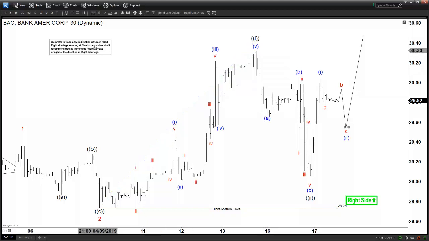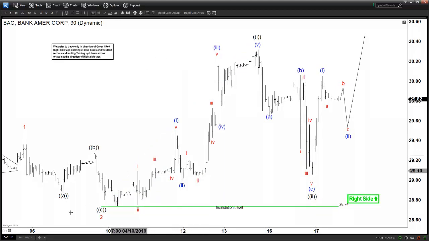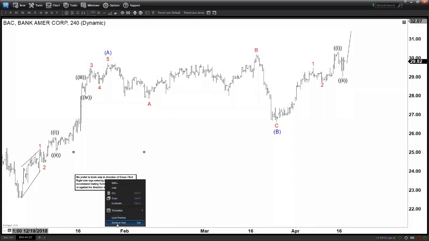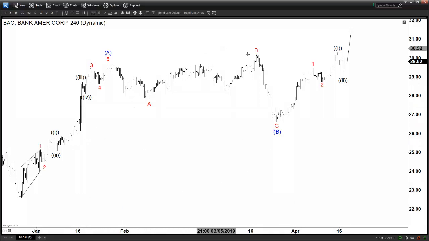Now stepping back and looking at the larger time frame a bit, this is the 4-hour chart of Bank of America.